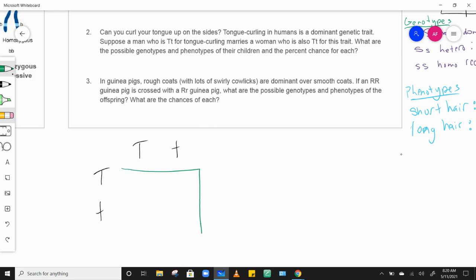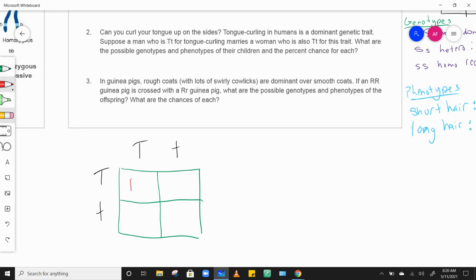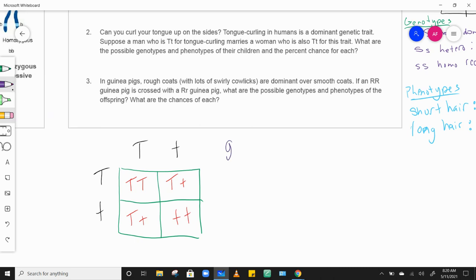So, Punnett square here. Again, we get 1 from each parent. Total of 2. So this one will be big T, big T. This one will be big T, little t. This will be big T, little t. And this will be little t, little t. So all the genotype possibilities: two big T's, a big T and a little t, or 2 little t's.